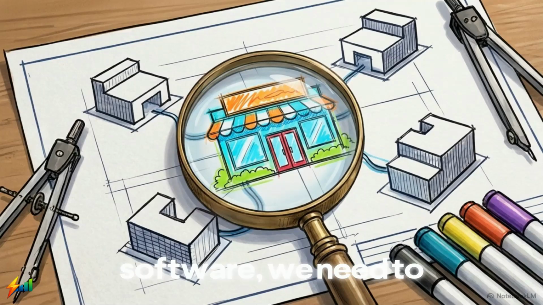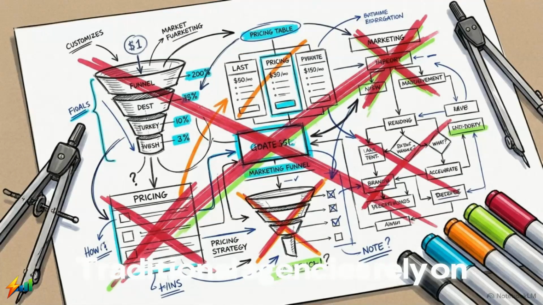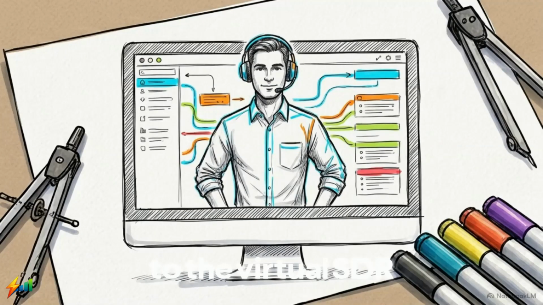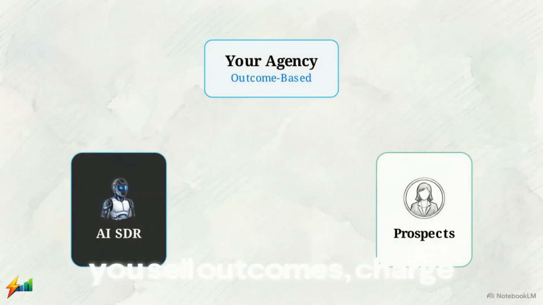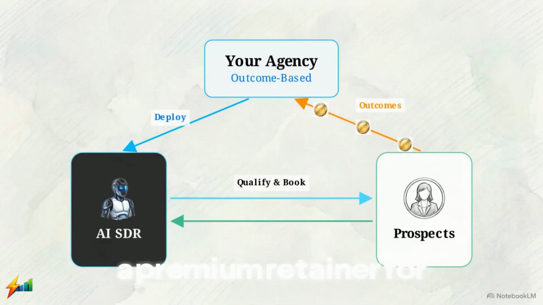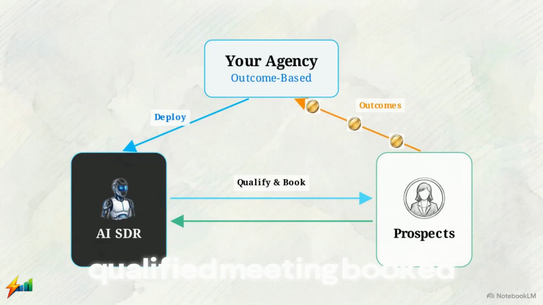Before logging into the software, we need to define the business model. Traditional agencies rely on complex SEO retainers or unpredictable ad campaigns. We are shifting entirely to the virtual SDR model. Instead of selling hours, you sell outcomes. Charge a premium retainer for AI agents, or a strict fee for every qualified meeting booked.